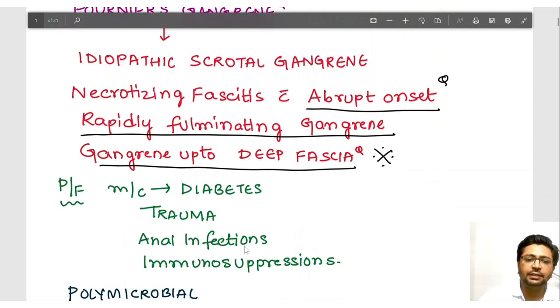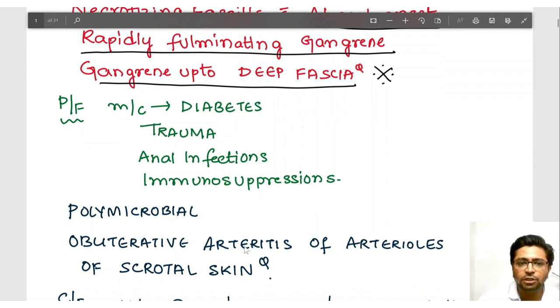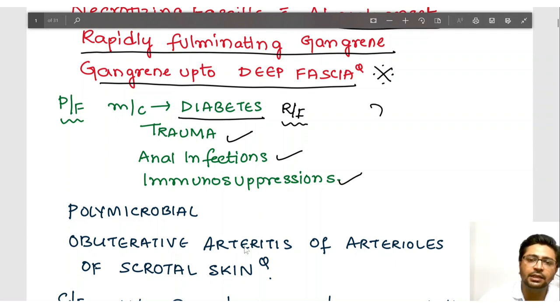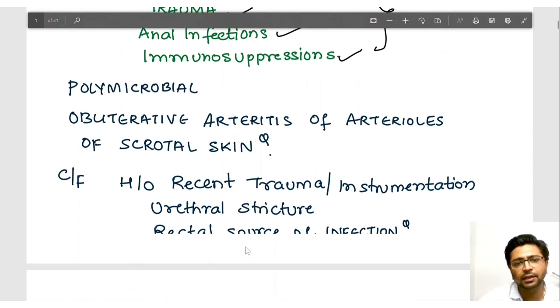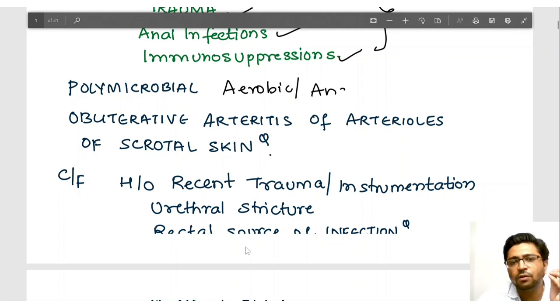So what are the predisposing factors? Diabetes is the most common and most important risk factor to develop idiopathic scrotal gangrene or Fournier gangrene. There might be a history of trauma, anal infections, and another important thing is immunosuppression. So these all can result in Fournier gangrene. Which is the organism responsible? It is polymicrobial in origin. So both aerobic as well as anaerobic organisms are responsible for causing Fournier gangrene.